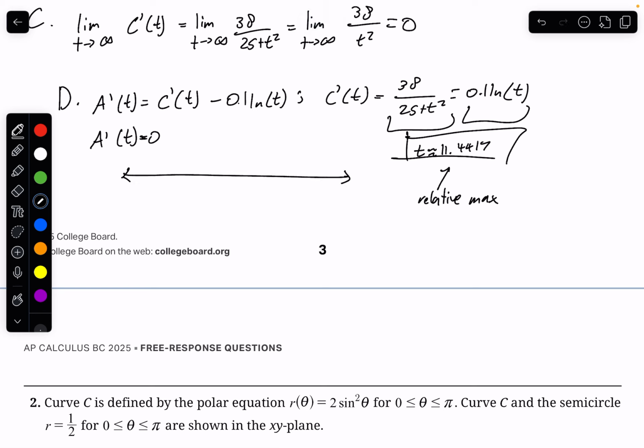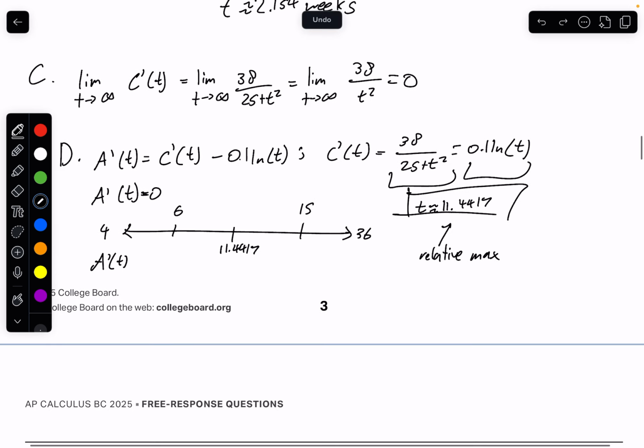If I have a sign chart like this and I label this as A prime of t, I have my value 11.4417, and I have my bounds 36 and 4 here. And I plug in some value of 6, or I don't know, some value of 15. It's in between these bounds. Now, College Board doesn't grade these sign charts anymore, but this is used for your own understanding to see if this is really a maximum. So you can state some justification after that.